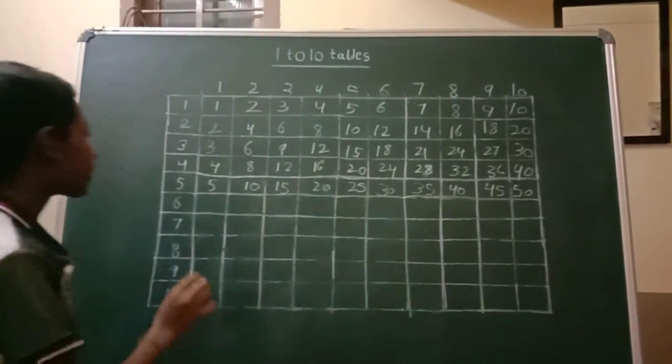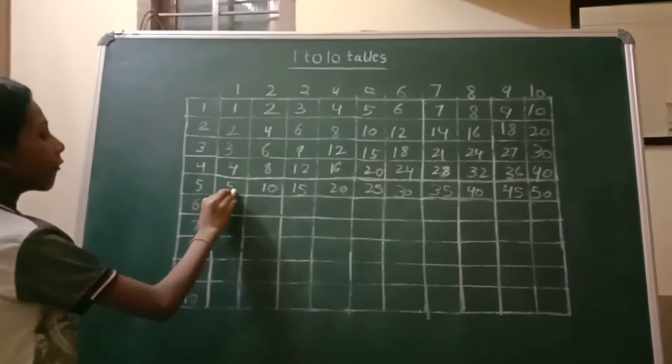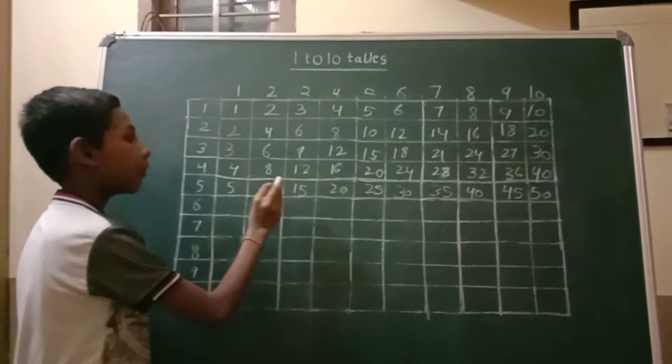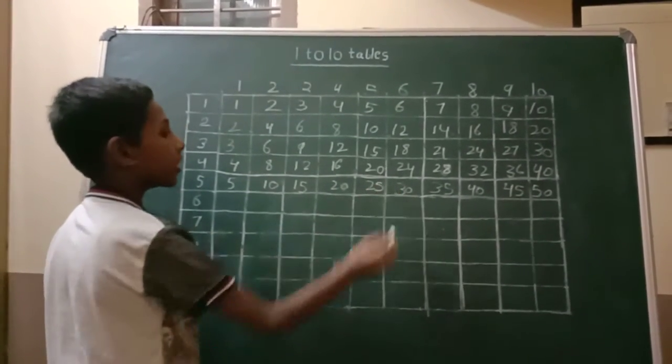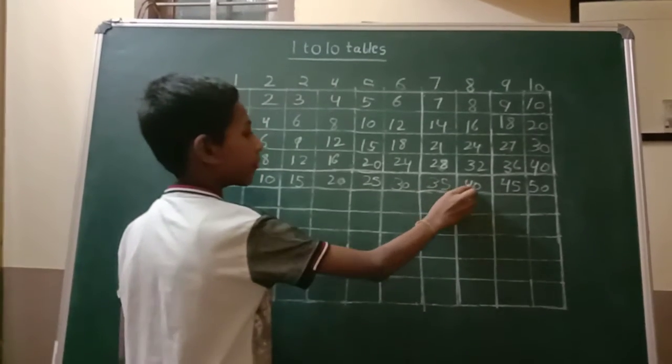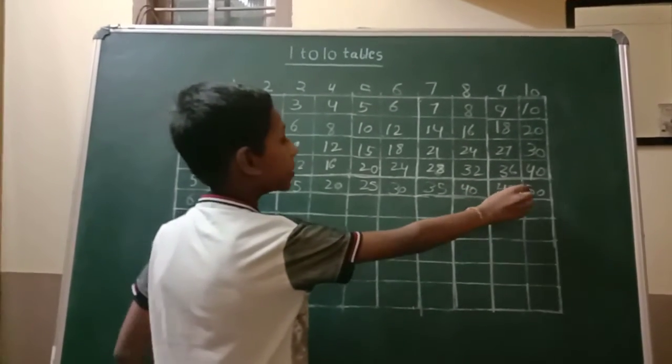We should check it is right or wrong. 5 ones are 5, 5 twos are 10, 5 threes are 15, 5 fours are 20, 5 fives are 25, 5 sixes are 30, 5 sevens are 35, 5 eights are 40, 5 nines are 45, and last, 5 tens are 50.